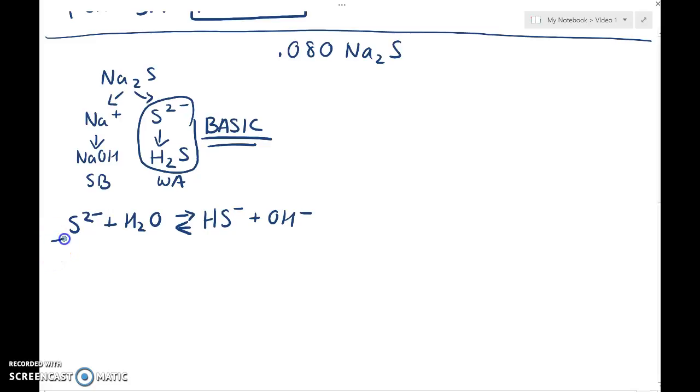From there, it's my typical ICE table. I just want to say that one more time. I knew that the ion I was working with was S2 minus. I added H2O, but when I'm writing a weak base equation and adding H2O, I can only do that by transferring one hydrogen over. So one hydrogen from this H2O comes over, not two. That gives me HS minus as my product as opposed to H2S. And so there, I'm just going to do my usual 0.080.